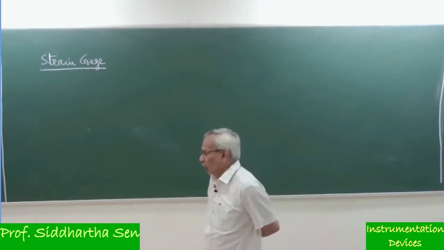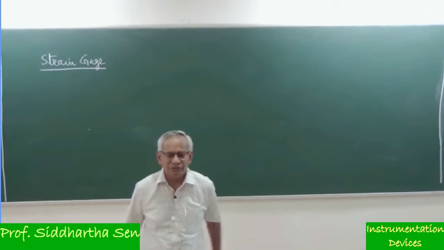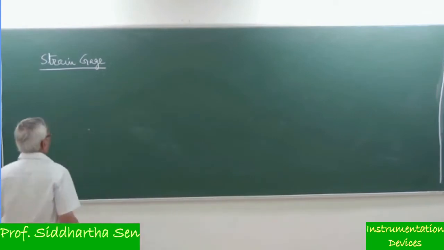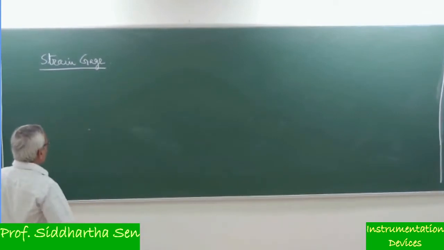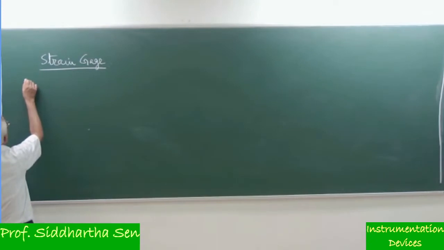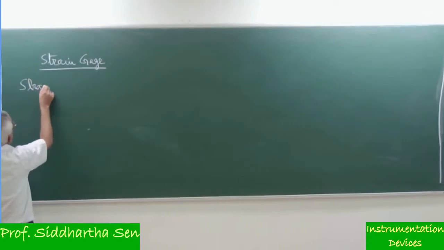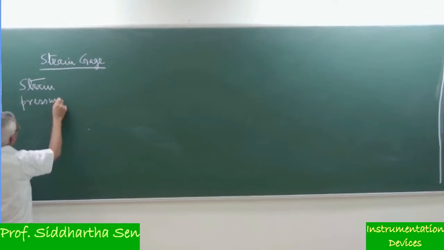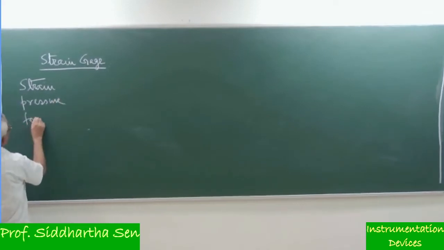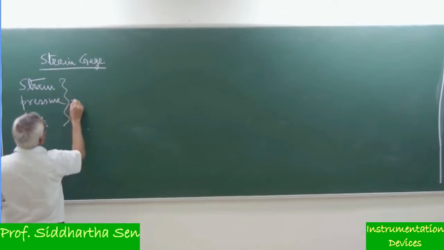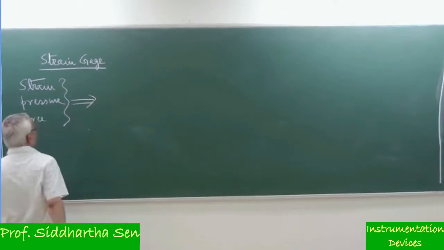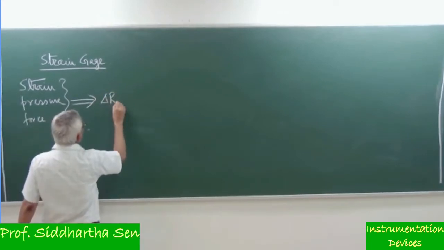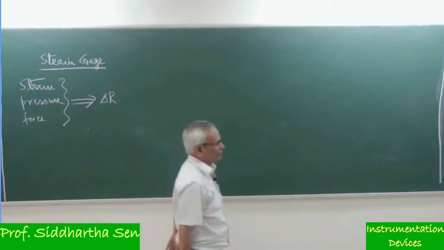From the name itself, it is obvious that it measures the strain. That means it converts the strain into a change in resistance. So basically, it measures strain, or it can measure pressure, or it can measure force, and all these things are converted to the change in resistance, that is delta R, the change in resistance.